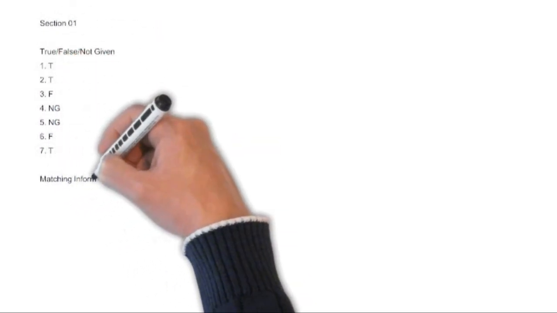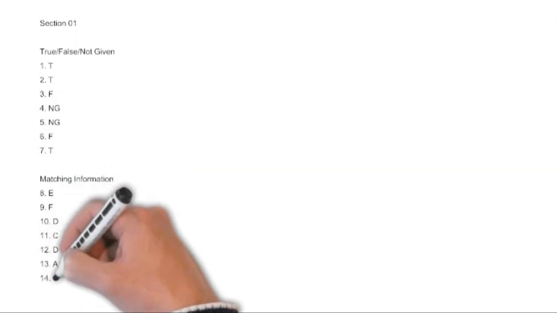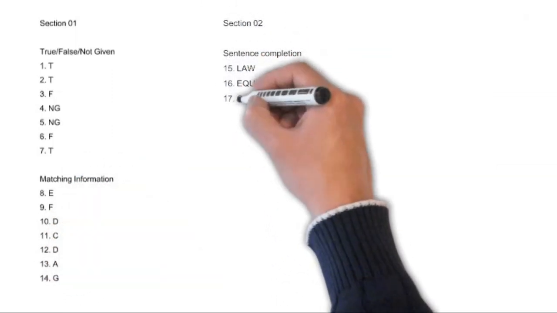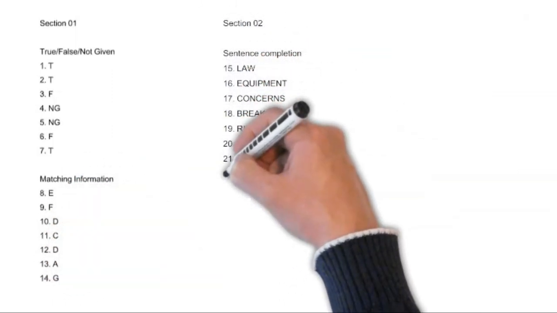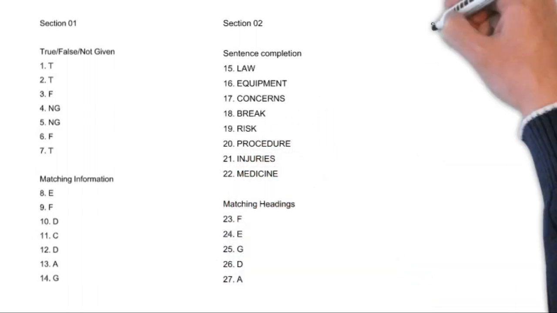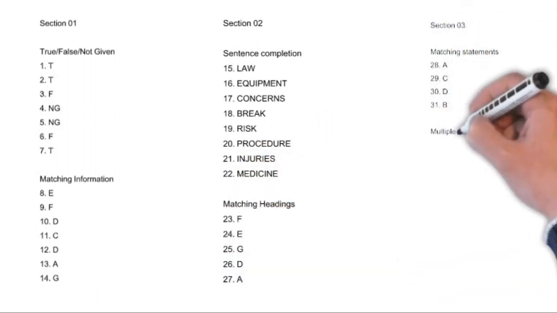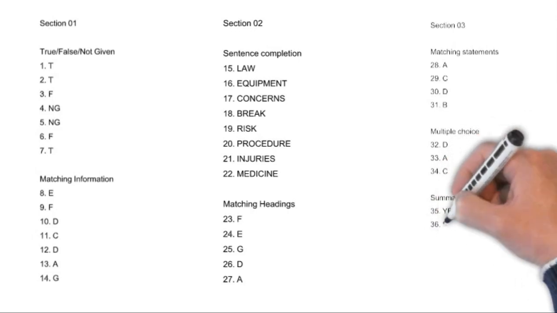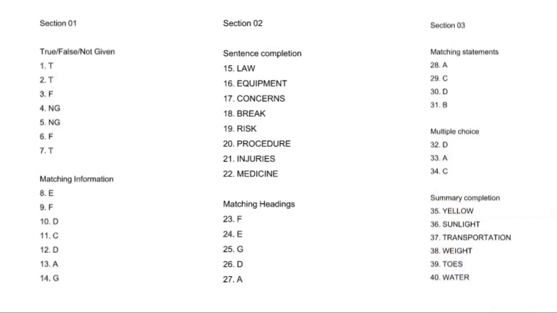Every IELTS reading test looks the same. It has three sections, section 1, section 2, and section 3, and then it will ask you a range of different types of questions. The combination of questions will vary from test to test, but there are about 10 or 11 different question types, such as true, false, not given, matching headings, multiple choice. You need to be aware of these.